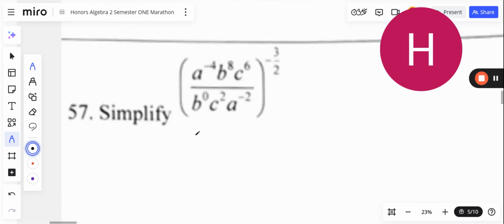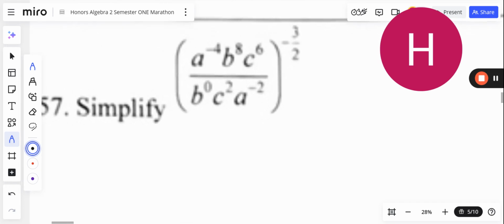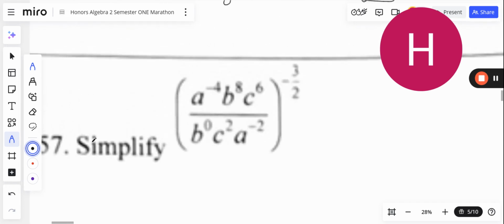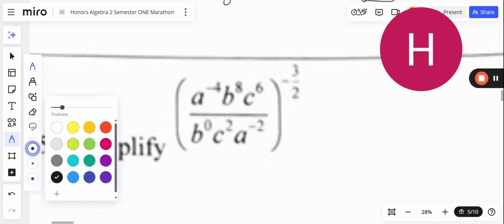Okay, let's look at some fraction powers. All right, we have an interesting case here. And I'm going to rewrite this again just in case it's not incredibly clear. We have a to the negative 4, b to the 8, c to the 6th, over b to the 0, c squared, a to the minus 2, and all of this is to the negative 3 over 2.